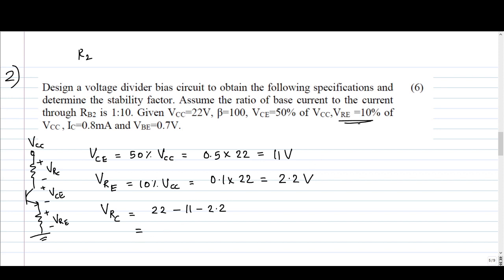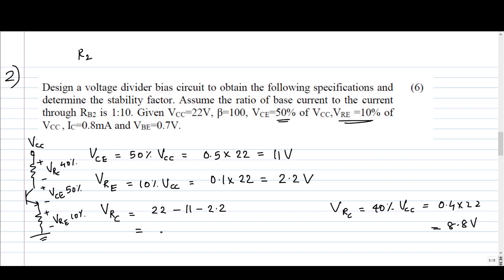Or you can do it in another way. VC is 50% of VCC, VRE is 10% of VCC. So 50% is dropped here, 10% is dropped here. So remaining 40% will be dropped across RC. That is also okay. So you can write 40% of VCC. So if you do that, 0.4 into 22, you will get 8.8 volt.